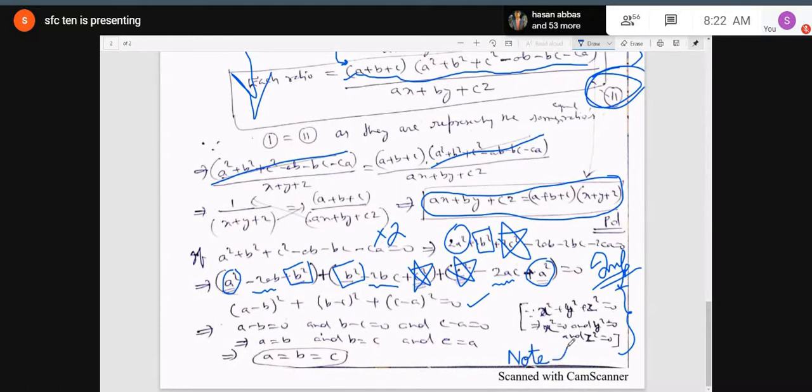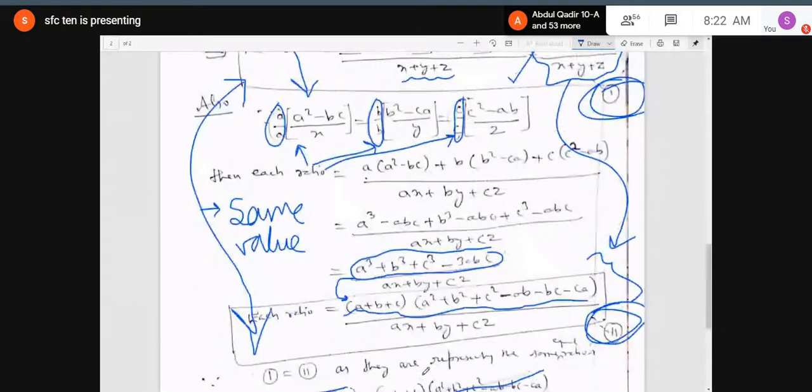Okay, so I have equated a minus b equal to 0, because a minus b whole square is equal to 0. That means a minus b equal to 0, and b minus c equal to 0, and c minus a equal to 0. That is, from the first result, a is equal to b, and b is equal to c, and c is equal to a. And if I equate all the three, then a is equal to b is equal to c. And this is the proof of the first result.